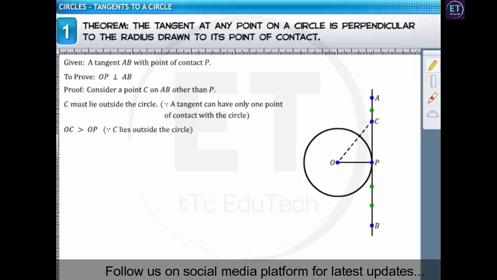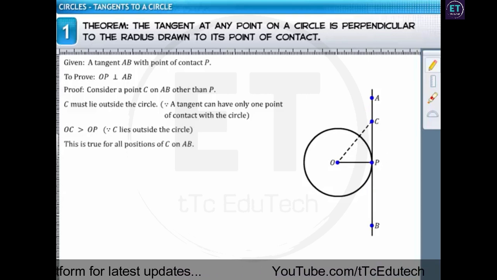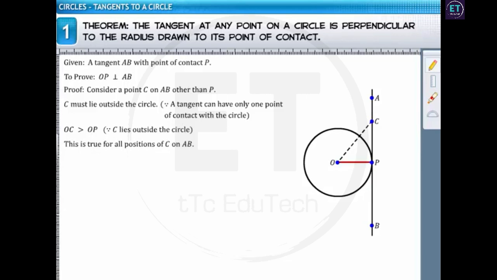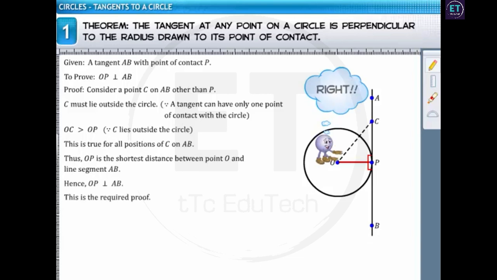This is true for all points on the tangent AB. Since OC is longer than OP for any point C on AB, we can say that OP is the shortest distance between point O and the line segment AB. Now the shortest distance of a point from a line segment is the perpendicular distance of the point from the line segment. Thus OP is perpendicular to AB. Hence the theorem is proved. So Mr. O was right after all.